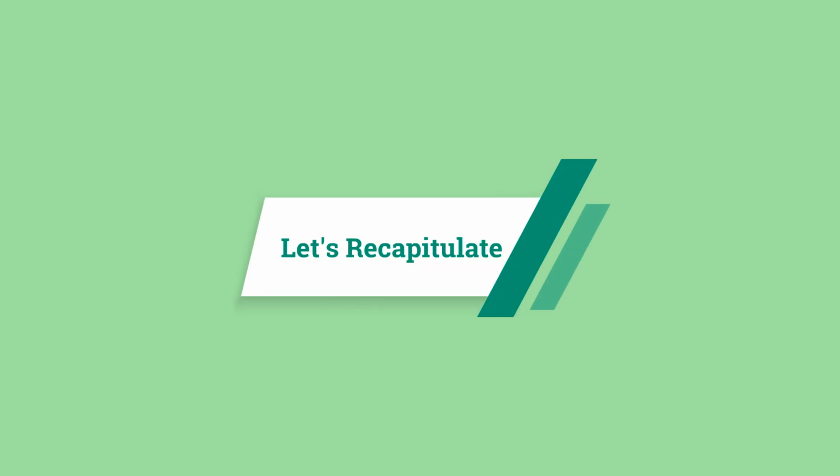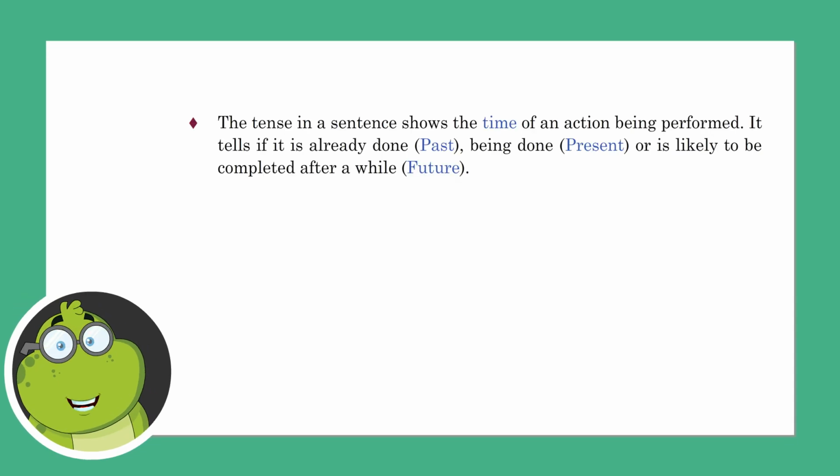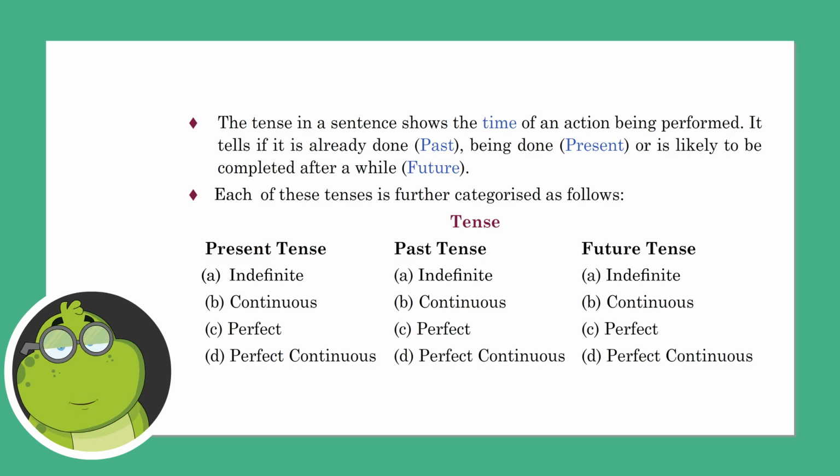Let's recapitulate. The tense in a sentence shows the time of an action being performed. It tells if it is already done, past, being done, present, or is likely to be completed after a while, future. Each of these tenses is further categorized as follows: tense, present tense, past tense, future tense. Present tense: indefinite, continuous, perfect, perfect continuous. Past tense: indefinite, continuous, perfect, perfect continuous. Future tense: indefinite, continuous, perfect, perfect continuous.